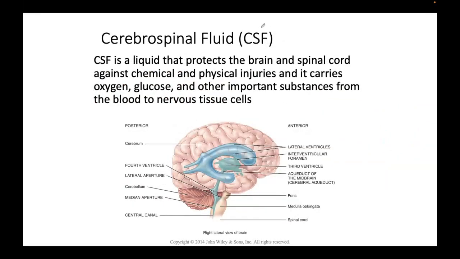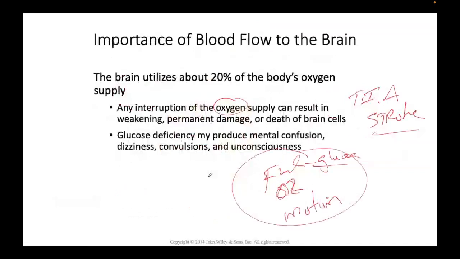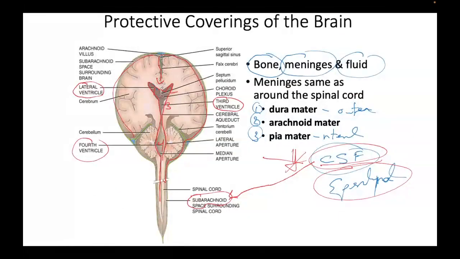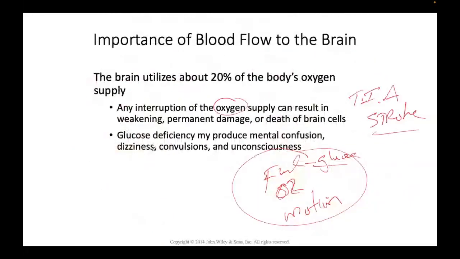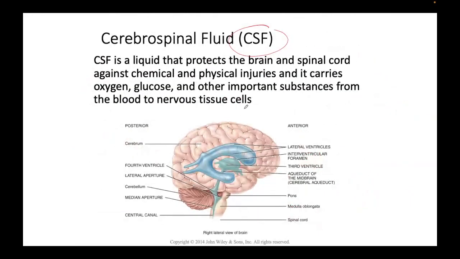All right, let's look at the CSF, the cerebral spinal fluid, from the lateral view. We're taking a look here at what's in the center, these ventricles, the four ventricles, but now we're going to be looking at it from the lateral view. So from the lateral view, we can see the lateral ventricles, and there's two of them. One, two. One is in each hemisphere. One's in the right cerebral hemisphere, the other is in the left cerebral hemisphere.